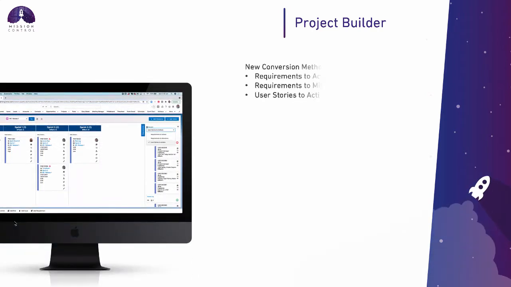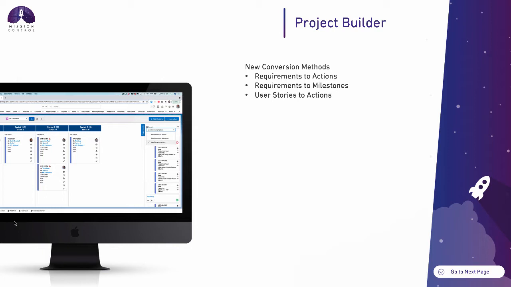So Project Builder, previously you were able to convert a requirement into an action by dragging it on the Project Builder from the Requirements tab. You would drag that over into a milestone, and that would convert the requirement into an action. We've introduced some additional conversion methods, so you can still convert a requirement into an action, and all of the user stories relating to that requirement will get parented to relate to the action.